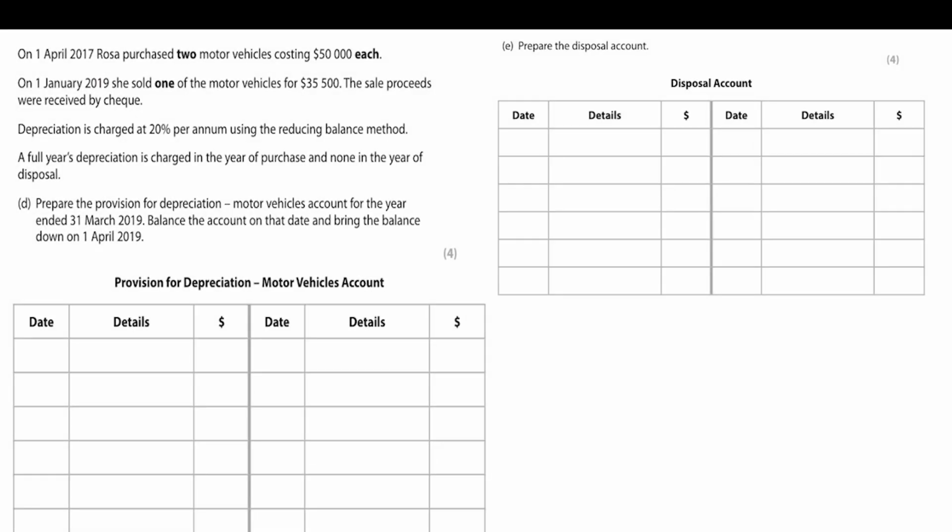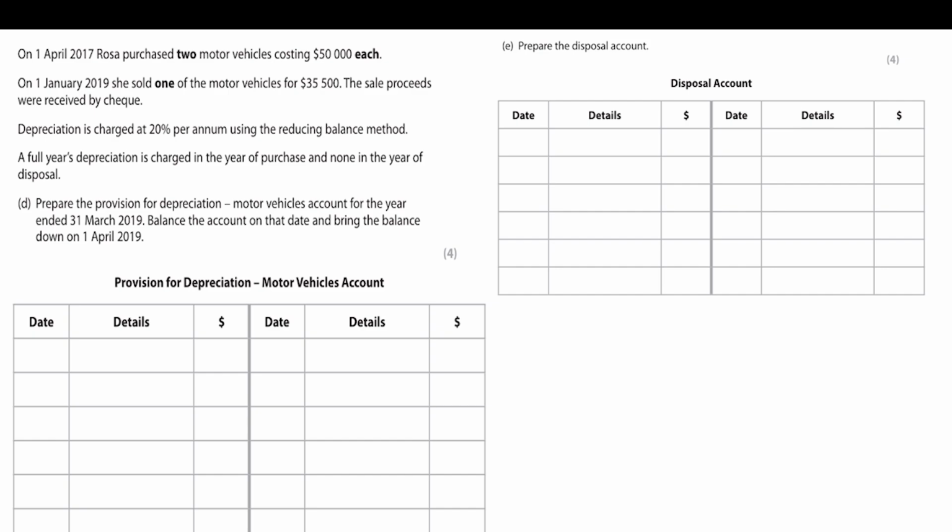This is a depreciation question from one of the past papers, and we are going to solve it. On 1st April 2017, Rosa purchased 2 motor vehicles costing 50,000 each. On 1st January 2019, she sold one of the motor vehicles for 33,500.